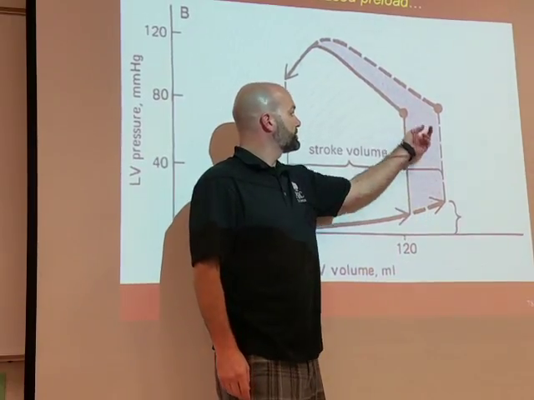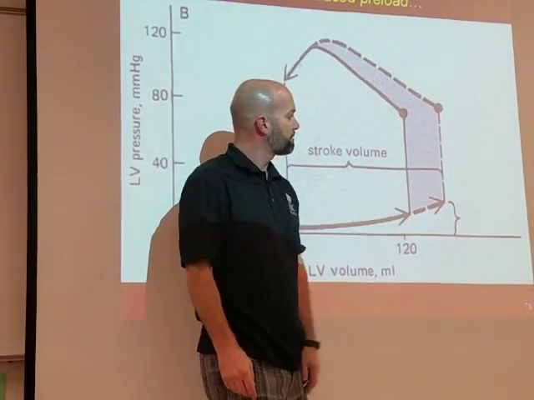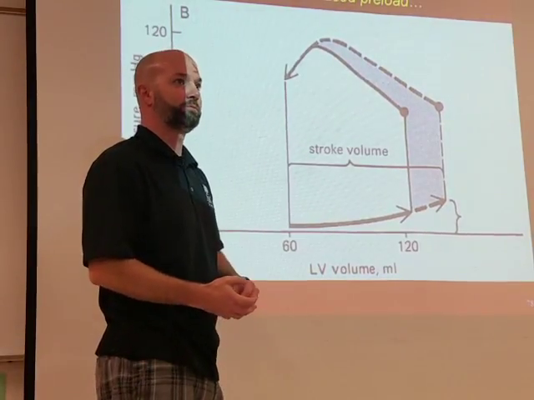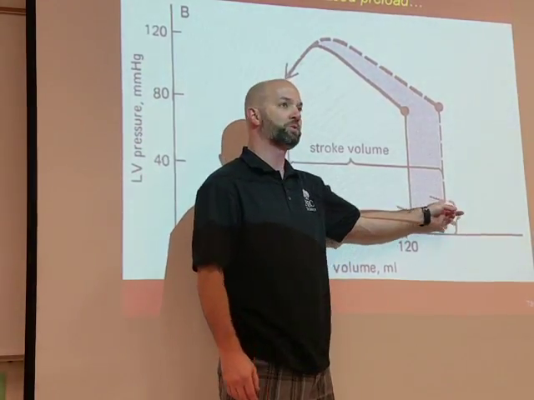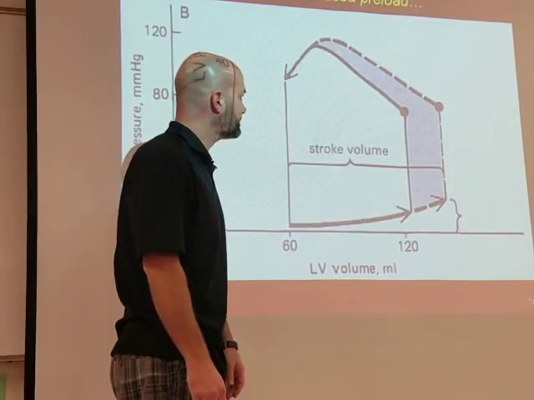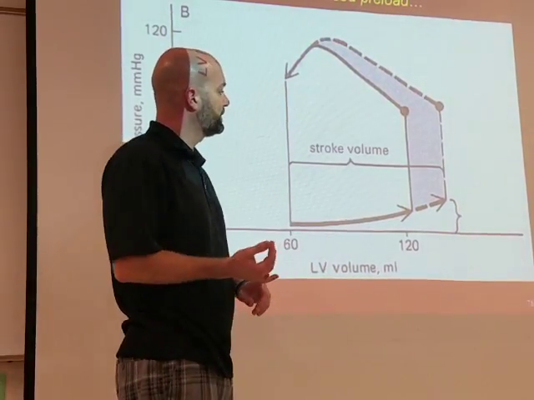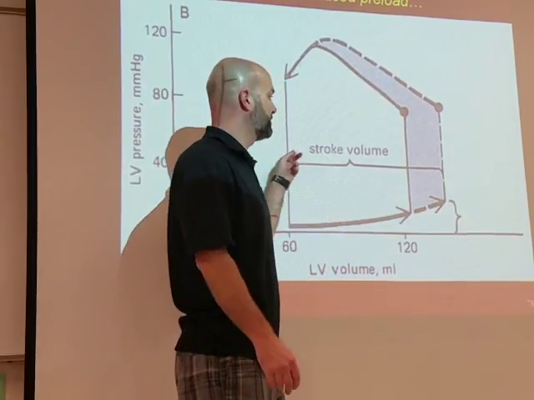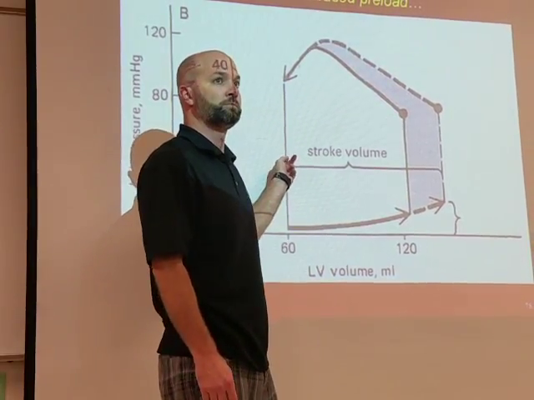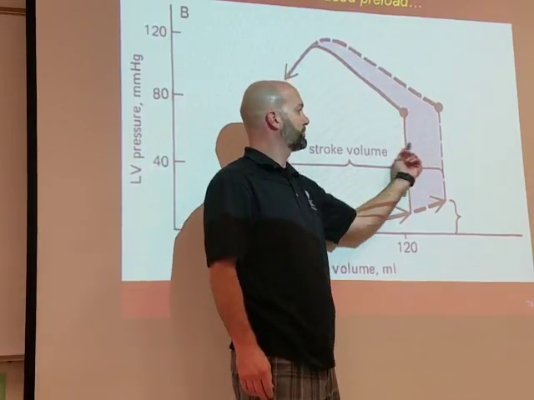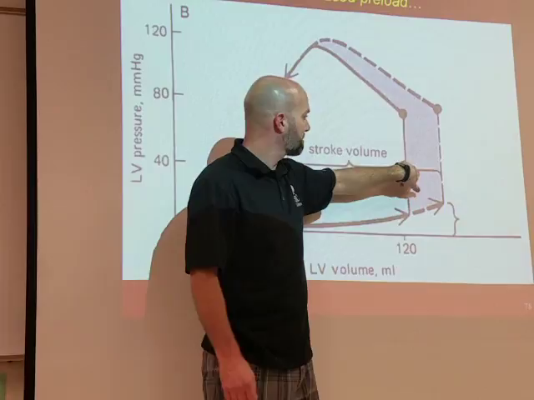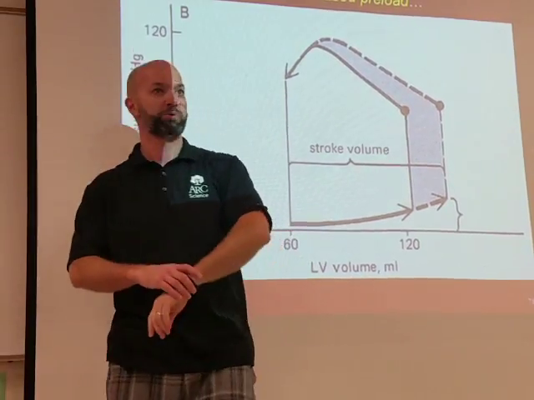So what is represented by the gray area? We increased the preload. We increased the EDV from 120 to 140. Because preload went up by 20 mils, stroke volume went up by 20 mils. So the gray area represents both the increase in stroke volume and the increase in preload.